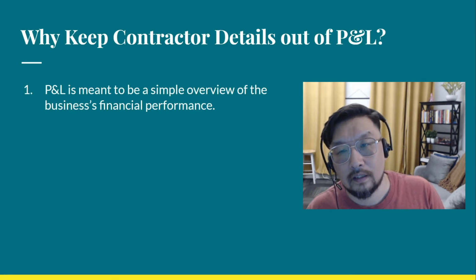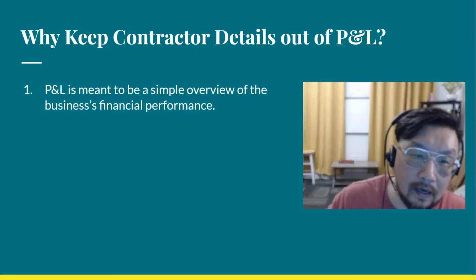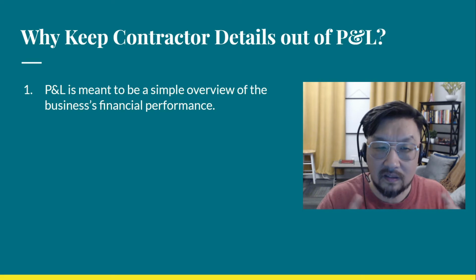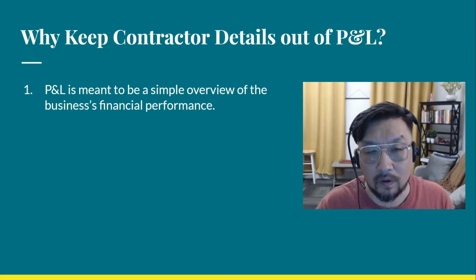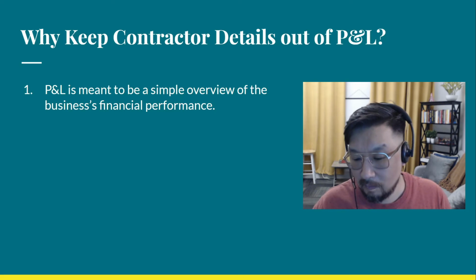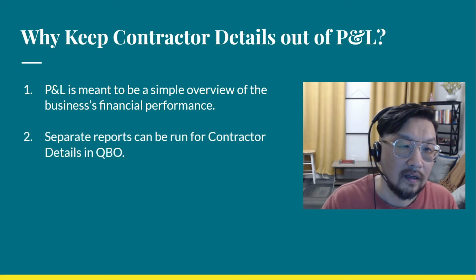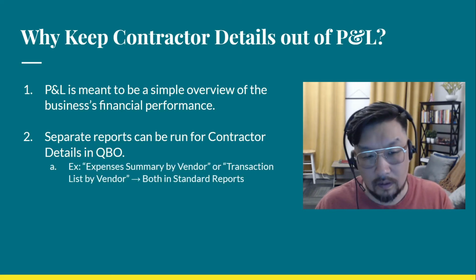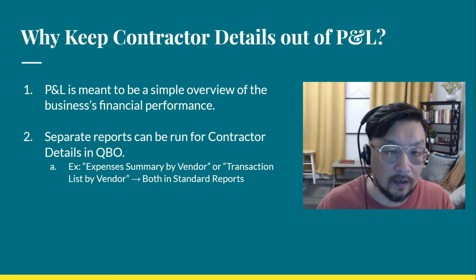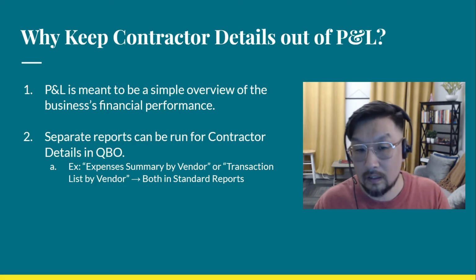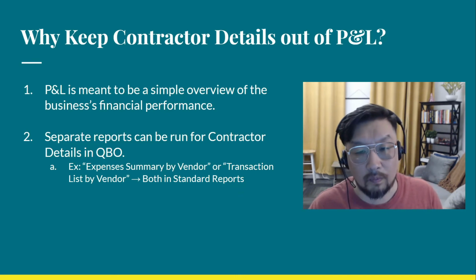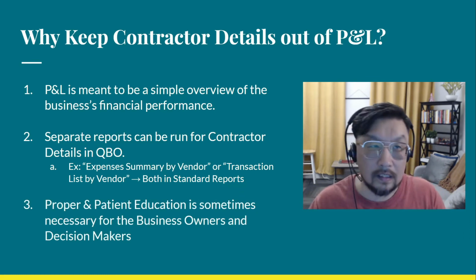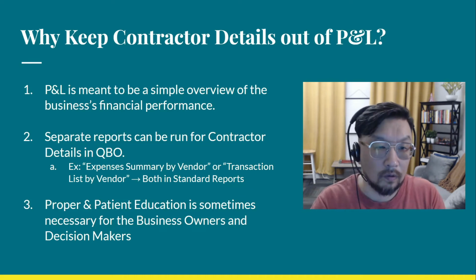Why keep contractor details out of the P&L? Once again, the P&L is meant to be a simple overview, a summary, if you will, of the business's financial performance. Remember, the P&L is really meant to be a simple tool, a simple report. This overemphasis on contractor payments is not really ideal. Separate reports can be run for contractor details in QBO. So, the example we saw, expenses summary by vendor or transaction list by vendor, these are both standard reports within QuickBooks Online. And you can play around with them, with different criteria in terms of dates, GL accounts, vendors, and so on and so forth.